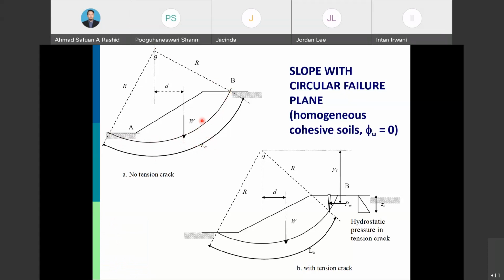That is for the resisting force, which we call the resisting moment. For the driving moment, we need to know the W, the weight of this block, times the moment arm to get the driving force. Normally there will be additional driving force, instead of only considering the weight of the block, if there is a surcharge located within the slope circle failure, so we need to include the surcharge value as well.